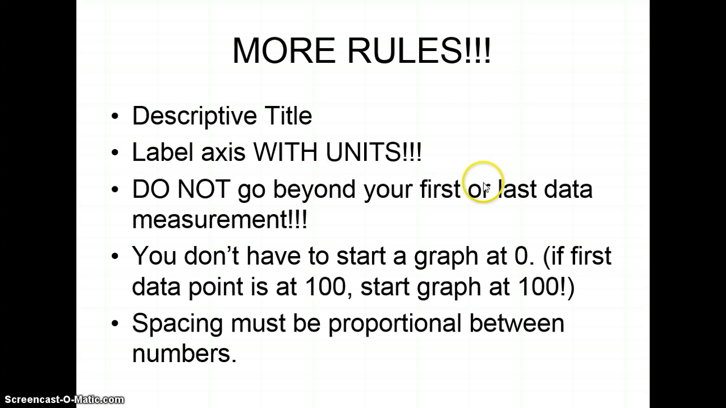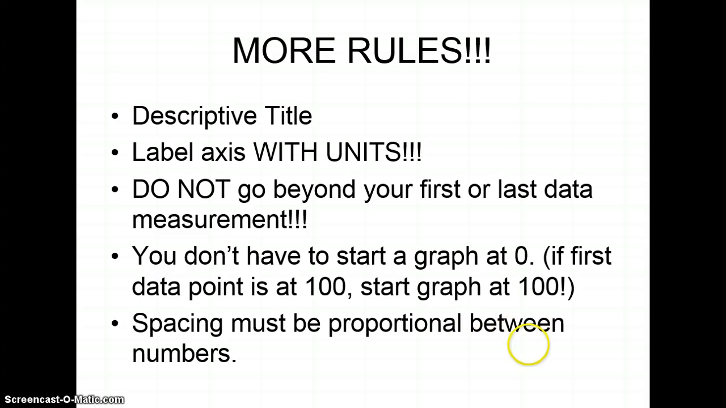Technically, you're not really supposed to graph beyond your first or last data point. If you stopped recording at 100 milliliters, you really don't want to continue your line past that. Also, you don't necessarily have to start at 0. If you have a graph and the first recording number is 100 and your data goes from 100 to 150, it's okay to start your x-axis at 100 or your y-axis at 100. You do not have to start at 0, 0.